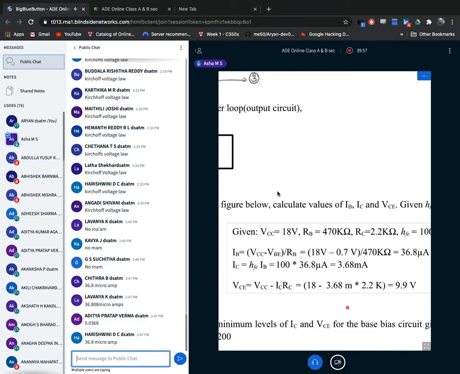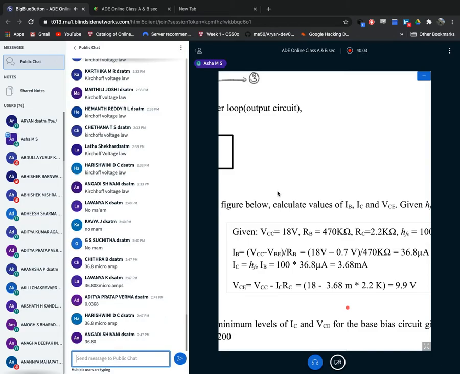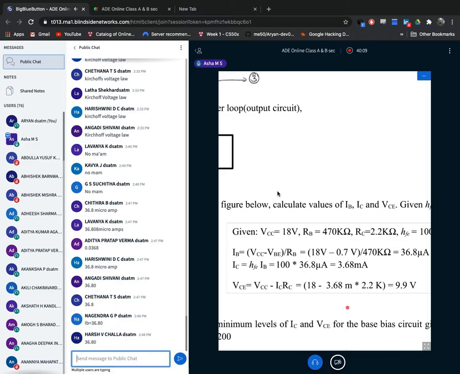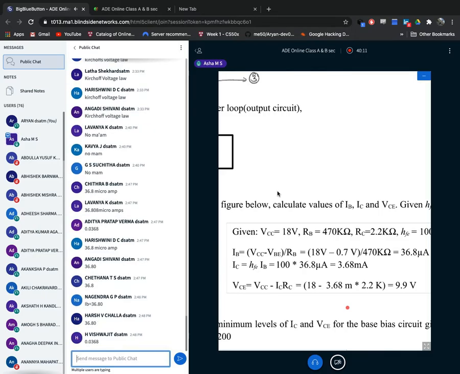So what are you going to do? This is the IB value, 36.8 microamps. To get IC, you are going to multiply it with 100. Once you multiply it with 100, the decimal point will shift, and this is what you are going to get, 3.68 milliamps.